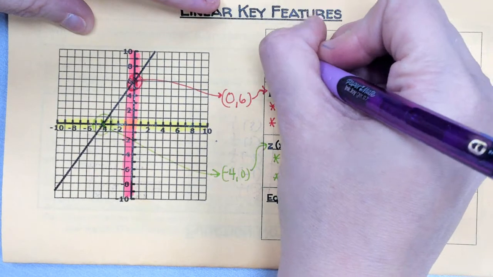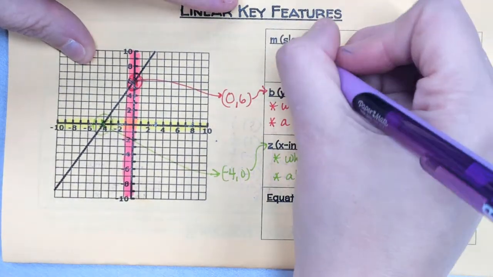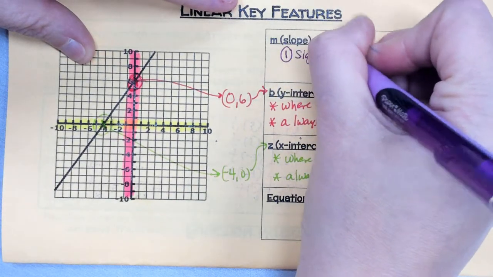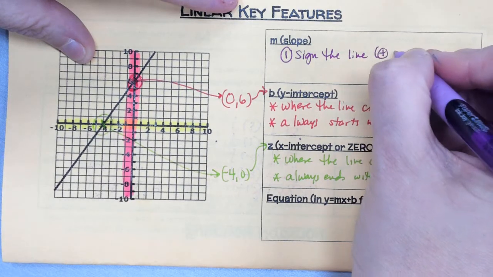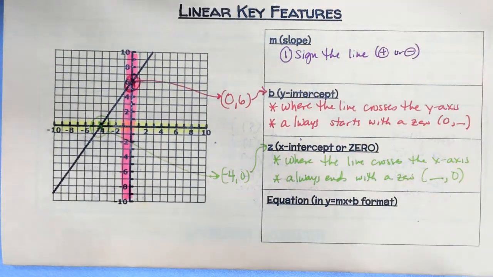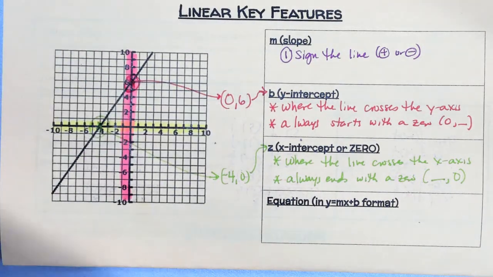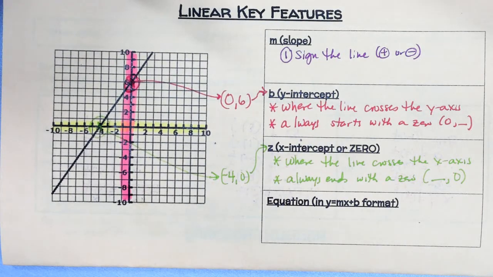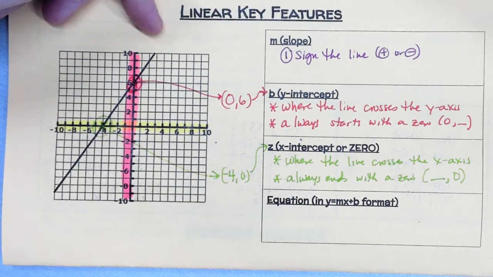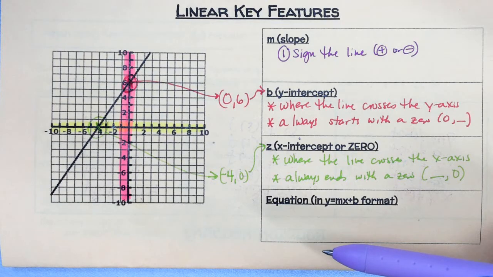Okay? So when we pick our points, the first thing you're always going to do before you find slope is sign the line. The reason we sign the line is because we want to know if it's positive or negative. If it's a bubble grid question, we can immediately bubble in positive. If it's a multiple choice question, we can eliminate any answers that are negative. You understand what I'm saying?